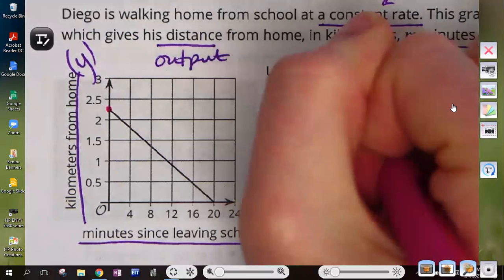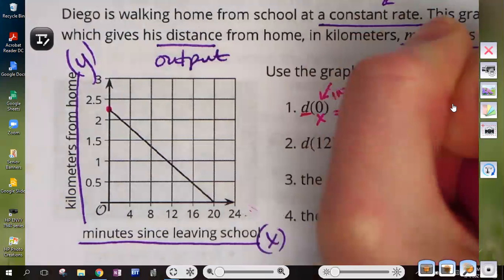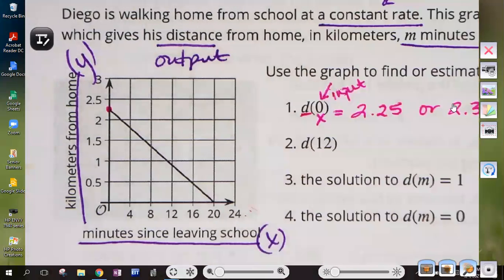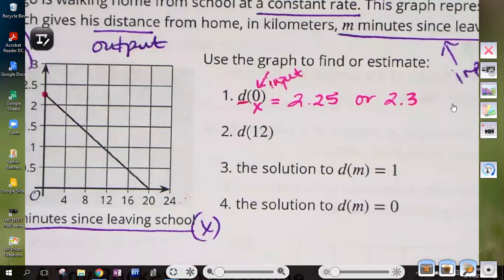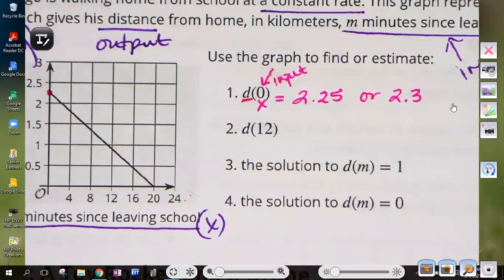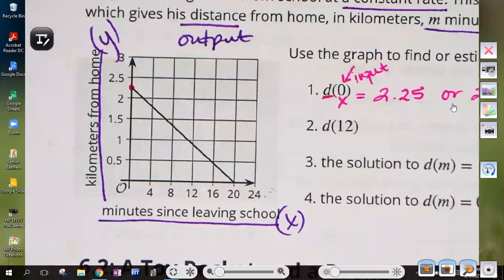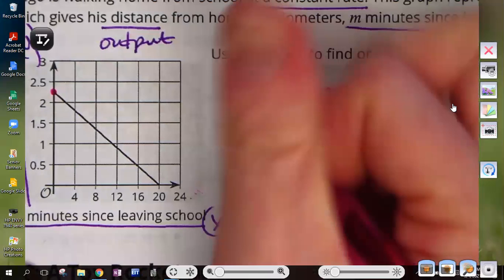It's about 2.25. I saw some people put 2.3. As long as you had something around that answer, you got it correct. Okay? Because you just go until you run into that function. Next, once again, we're looking at function d.